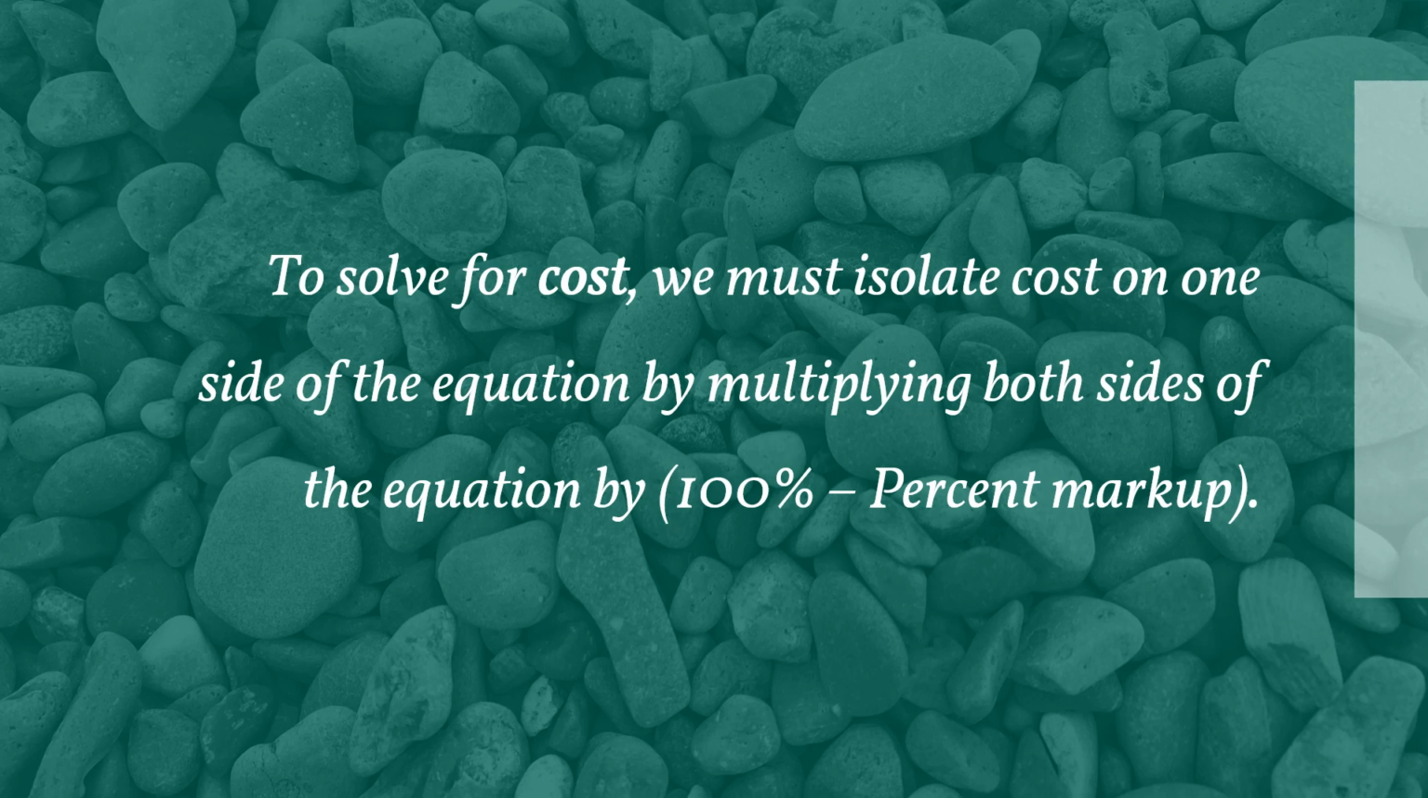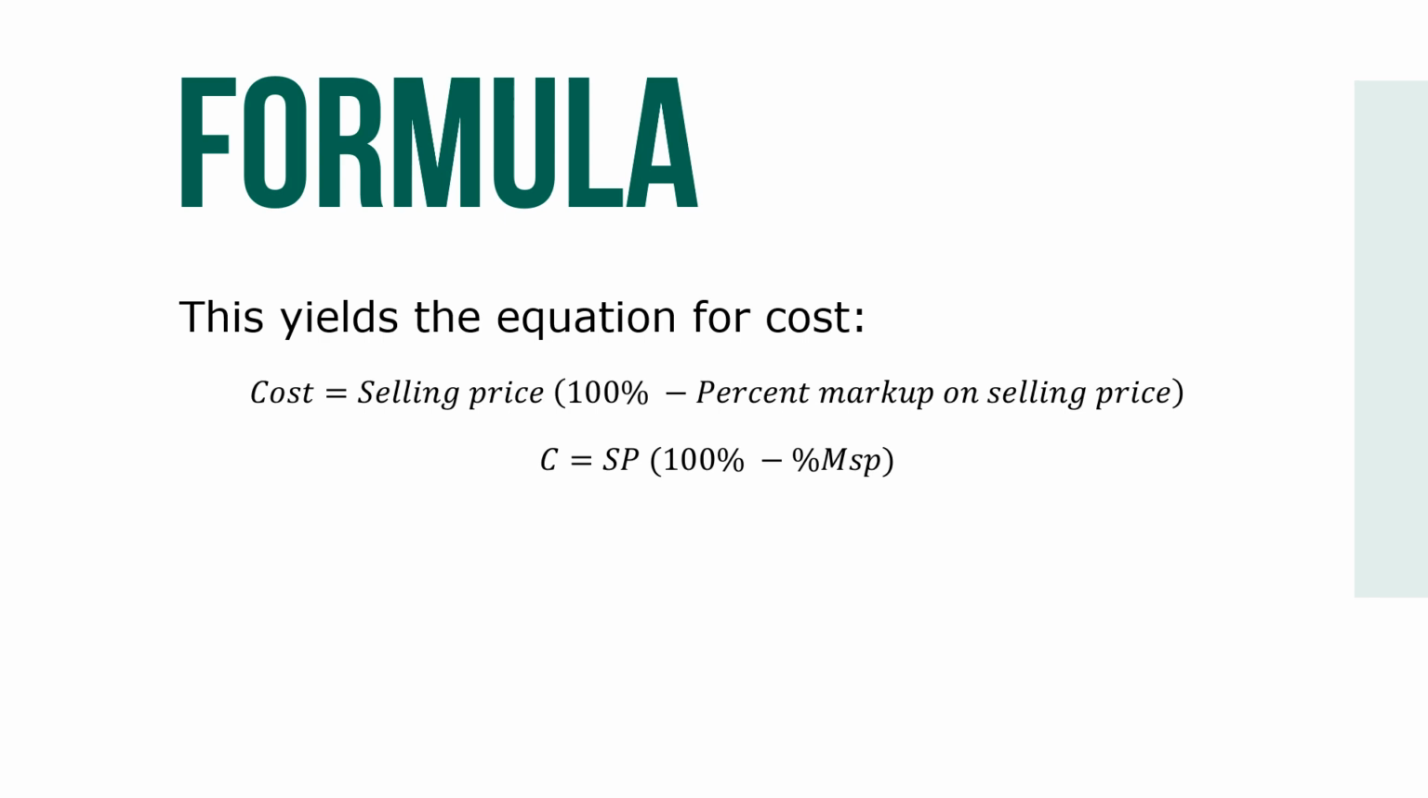To solve for cost, we must isolate cost on one side of the equation by multiplying both sides of the equation by 100% minus percent markup. This yields the equation for cost. Cost equals selling price times 100% minus percent markup on selling price, or C equals SP times 100% minus percent markup based on selling price.